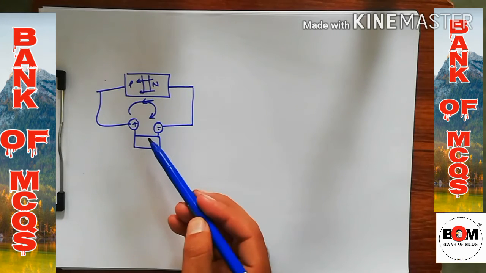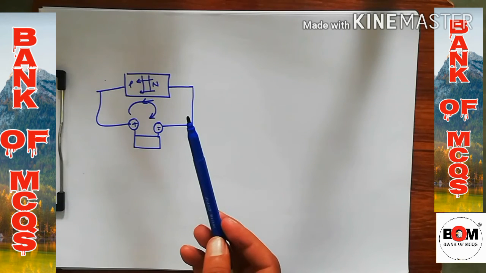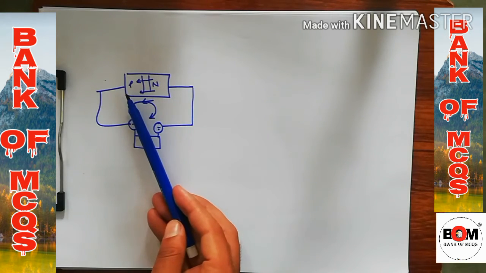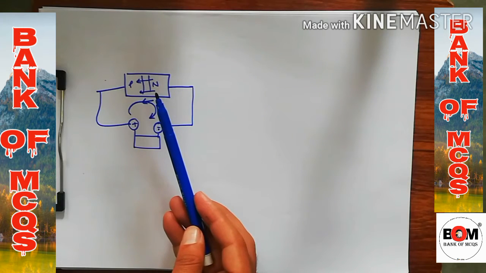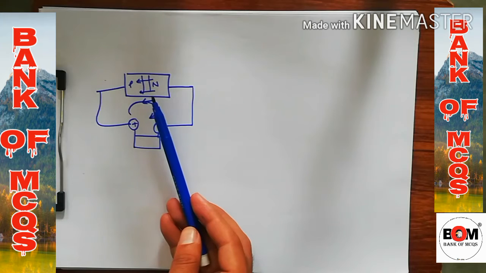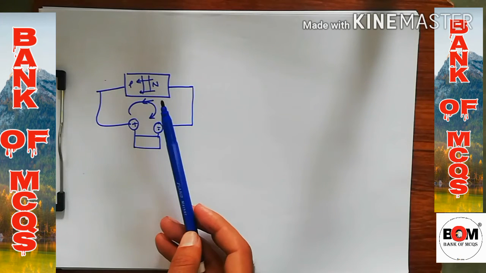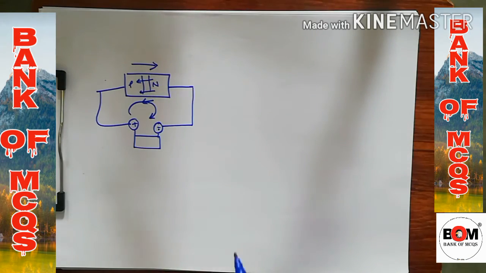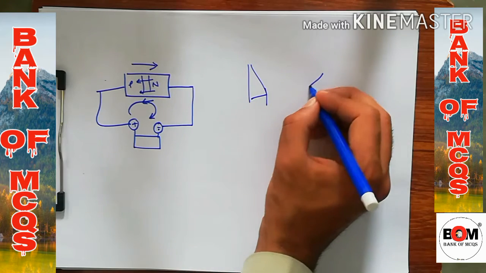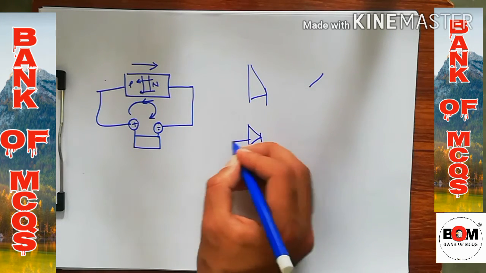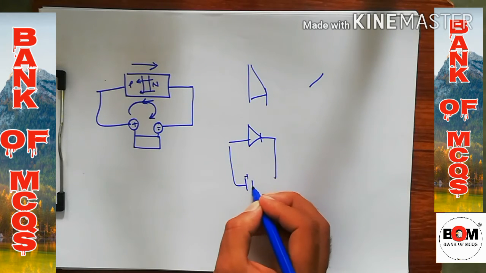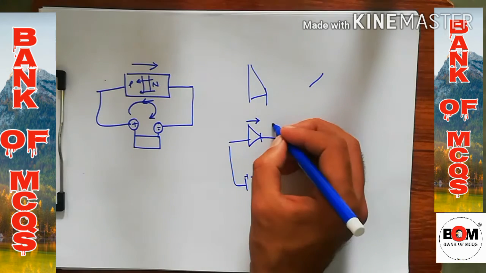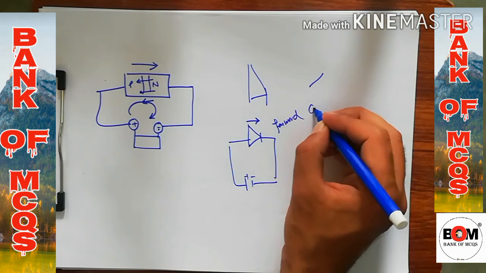Now if we connect it to the battery, at one point called the knee voltage, majority charge carriers cross the junction. N has electrons, it will start the motion and current flows. So this is called forward bias, and the current is called forward current. So the current flows from P to N. When we connect P with positive and N with negative, the current flows, this is called forward bias, and the current is called forward current.